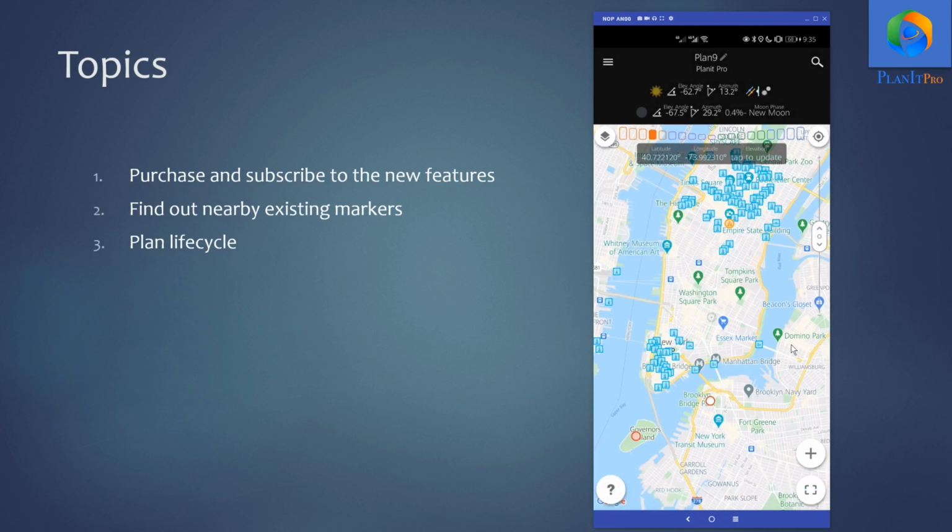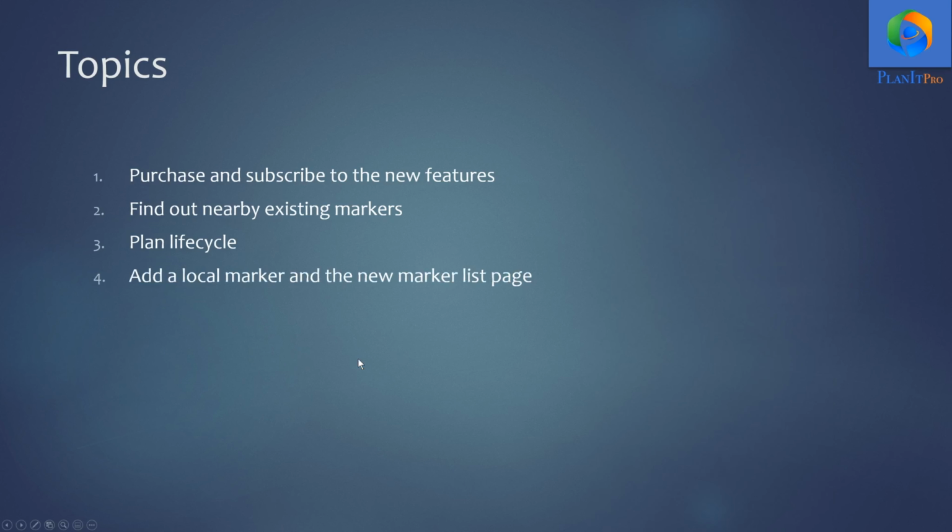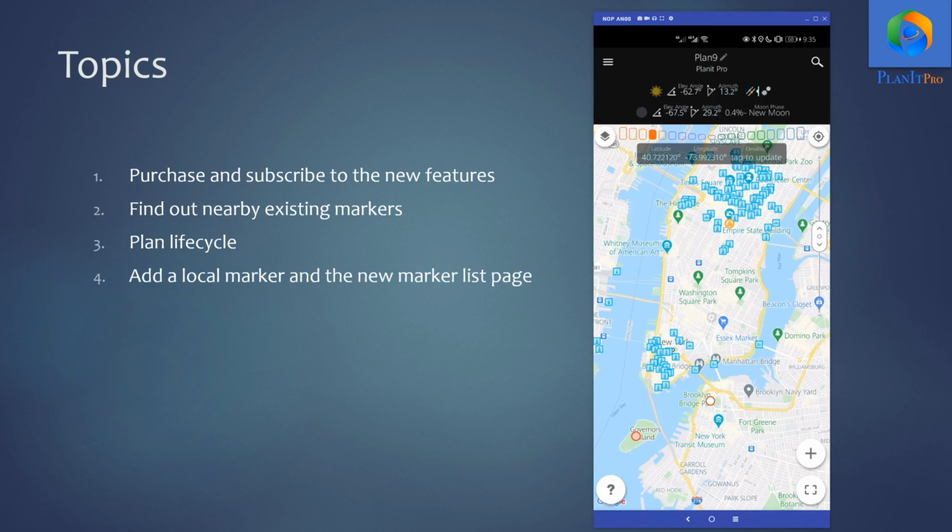So there are many places where you can start a new plan or rename a plan, but the only thing you need to make sure is you don't mess up the existing plan by modifying it. That's the only thing. Next: add a local marker and the new marker list page.